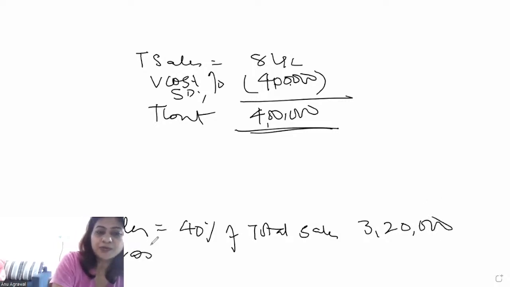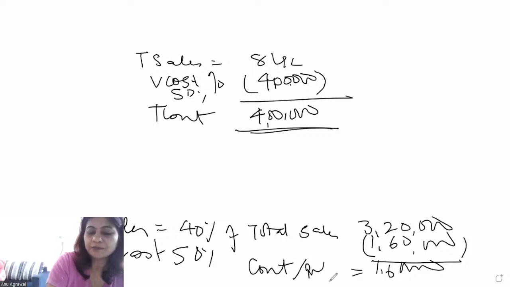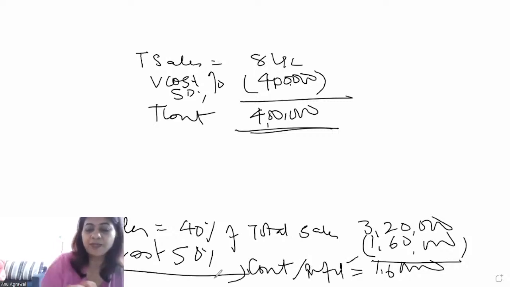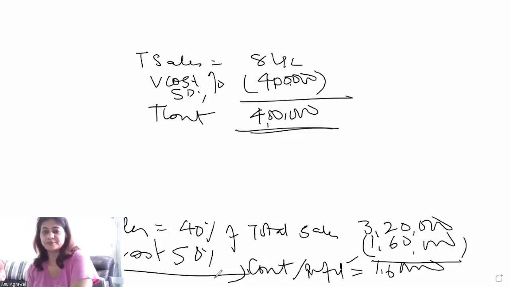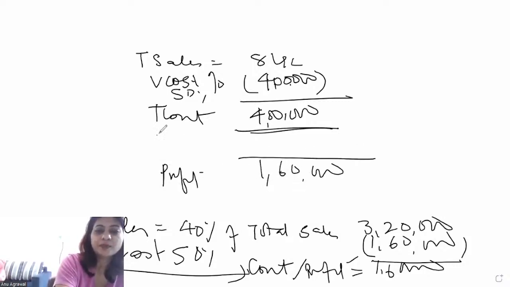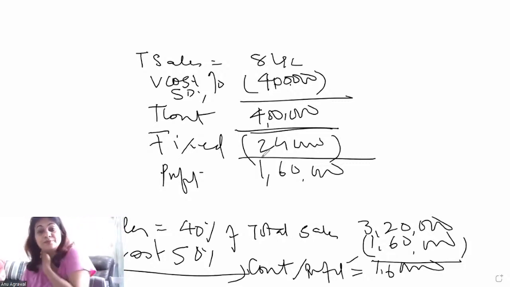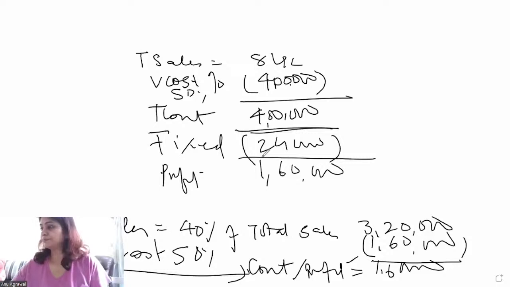From here, if I subtract the variable cost, which is 50% of sales, because I know the percentage, that means this is the contribution. Now, contribution or profit. At margin of safety, contribution is nothing but profit. So I know that my profit is 1,60,000. So my fixed cost will be how much? 2,40,000. Yes or no? Is everybody clear?